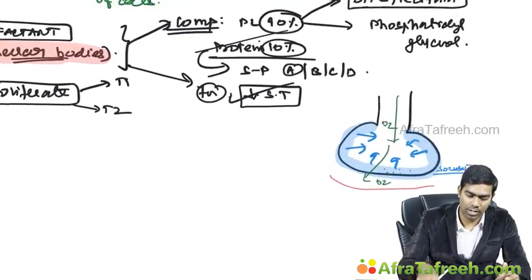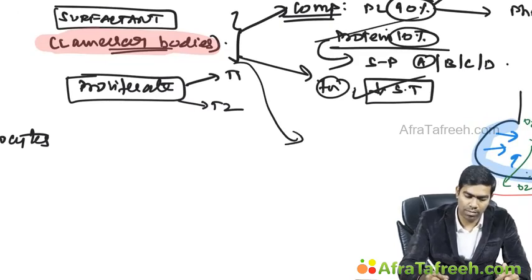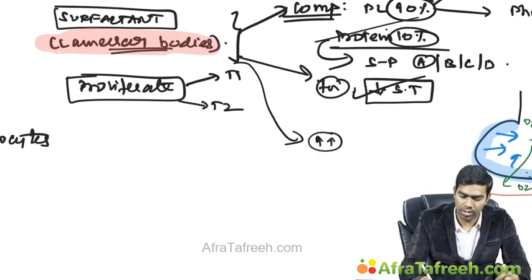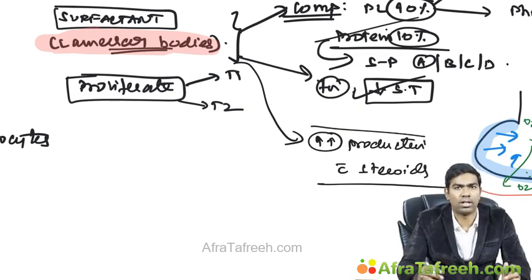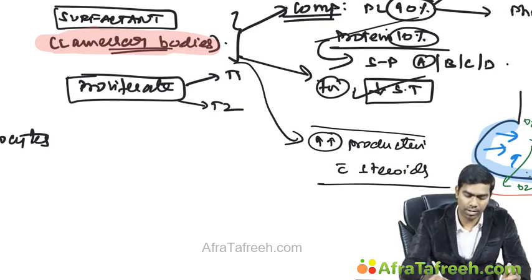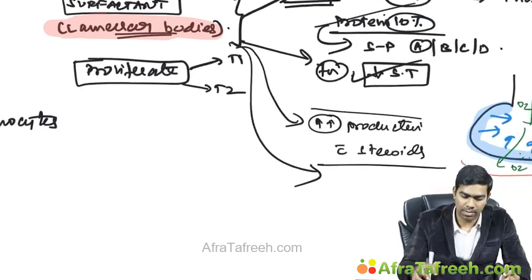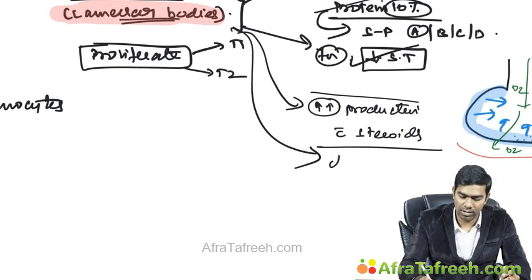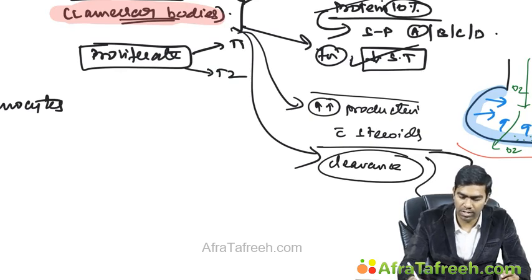So that's what we are going to see now. The moment you talk about the surfactant, who is going to increase the production? Surfactant production will be increased with steroid administration. This is the basic principle of why you give steroids for fetal lung maturity in OBG. At the same time, the clearance of the surfactant is done by the macrophages. What macrophages? These are called alveolar macrophages, which are a part of the reticuloendothelial system.